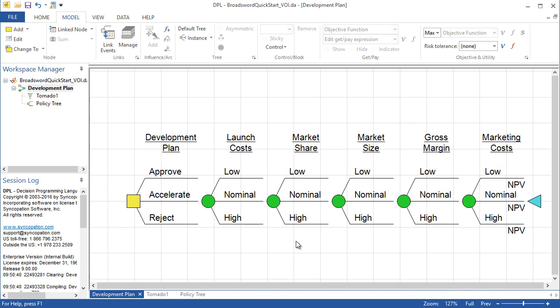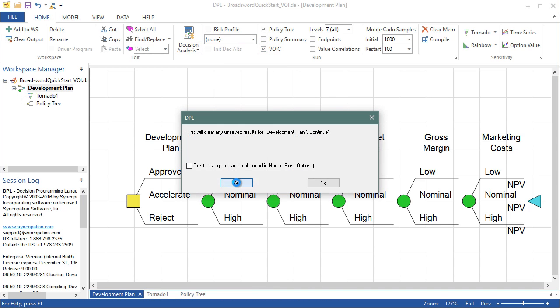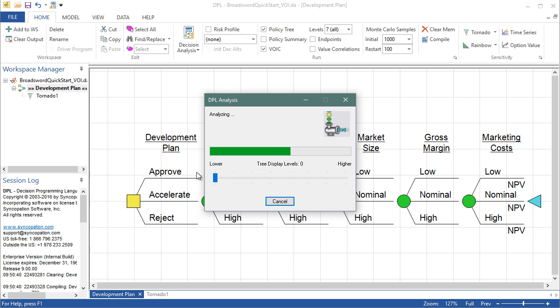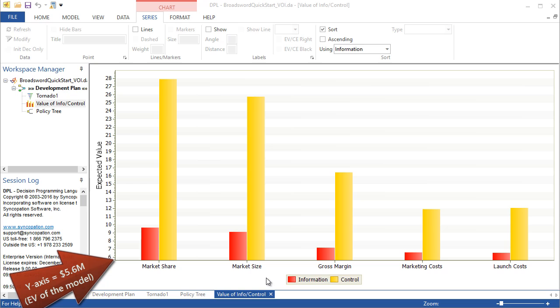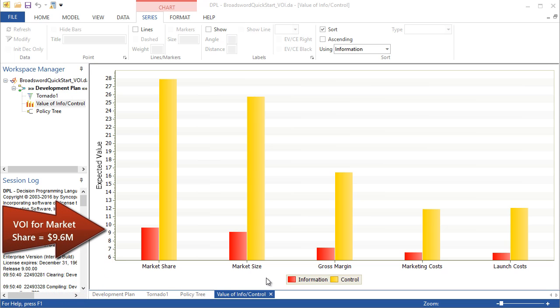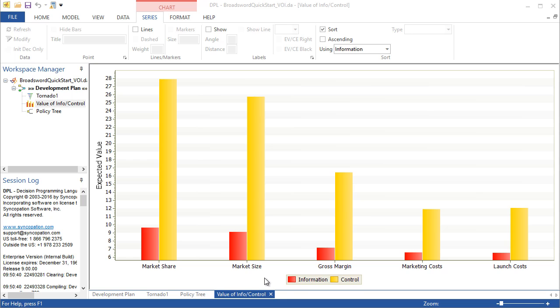Now I'll run a decision analysis, this time checking VOIC, which stands for Value of Information and Control. On the VOIC chart, the red bars show the value of information for each uncertainty. The y-axis is the baseline expected value of the model, 5.6 million. The red bar for market share is at about 9.6 million, the same as the value we calculated. The yellow bars show the value of control, or how much better we could do if we could choose an outcome for each uncertainty. The value of control is normally higher than the value of information. It's good to know what market share will be, but it would be even better to force it to be high.